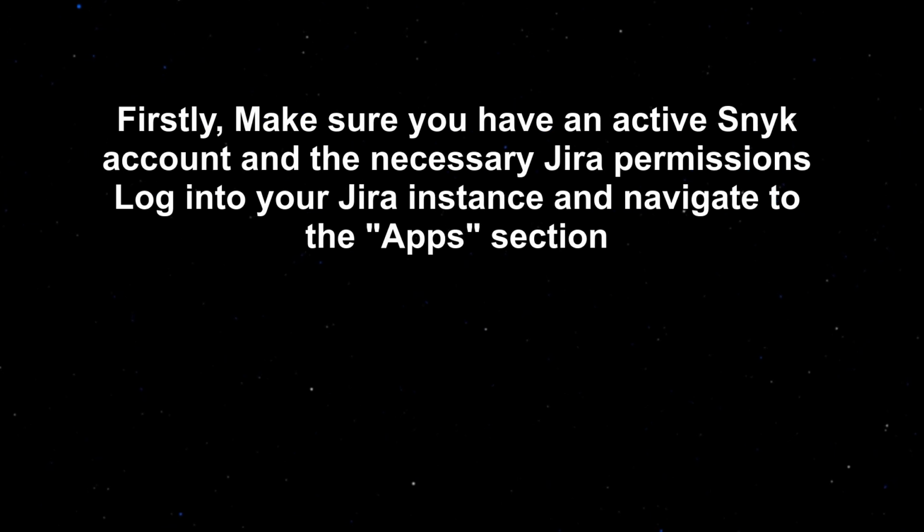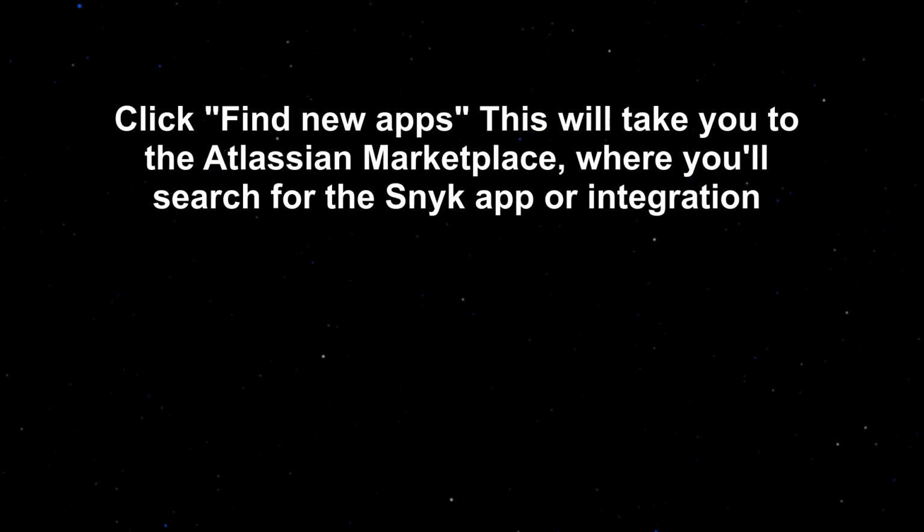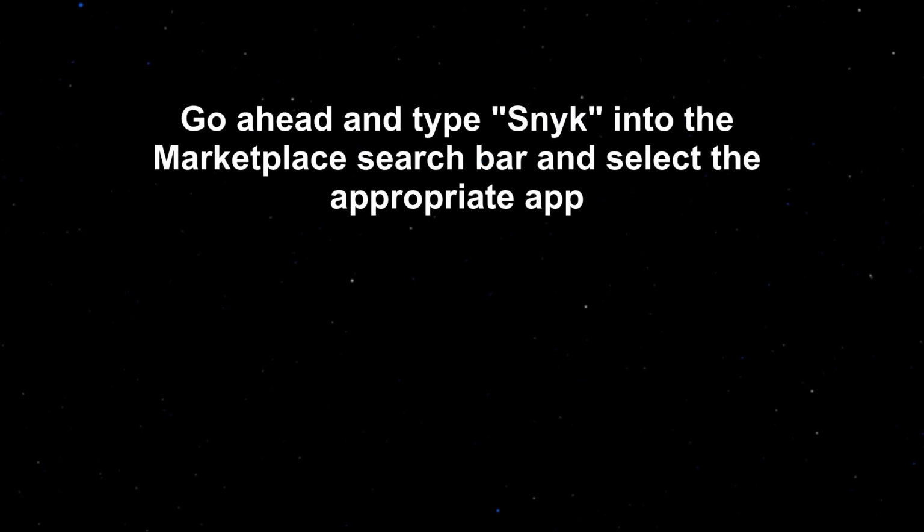Firstly, make sure you have an active Snyk account and the necessary Jira permissions. Log into your Jira instance and navigate to the Apps section. Click Find New Apps. This will take you to the Atlassian Marketplace, where you'll search for the Snyk app or integration. Go ahead and type Snyk into the Marketplace search bar and select the appropriate app.